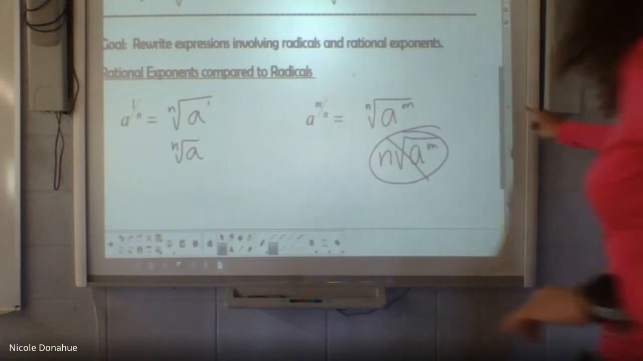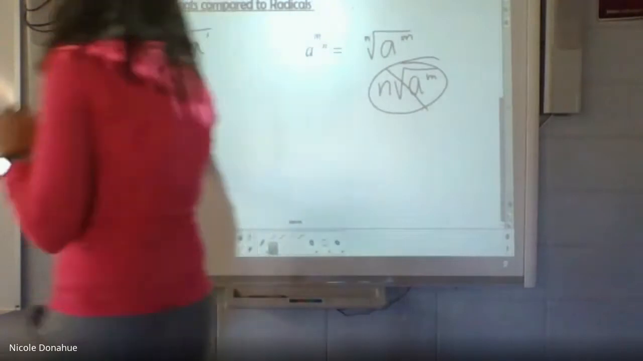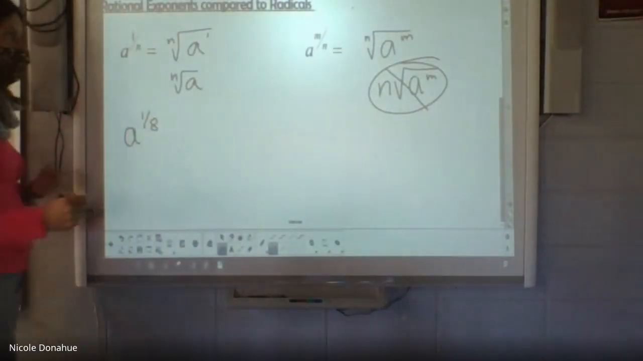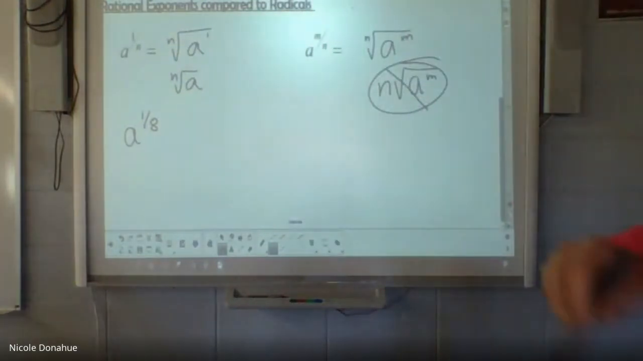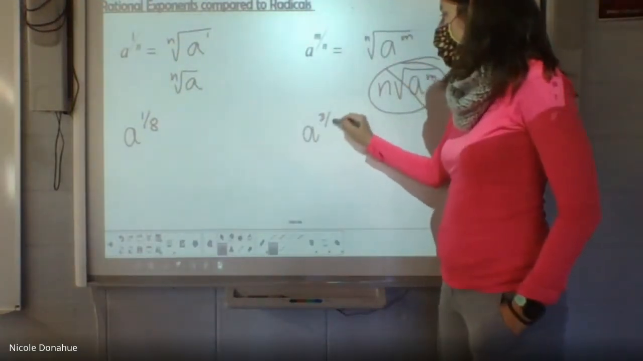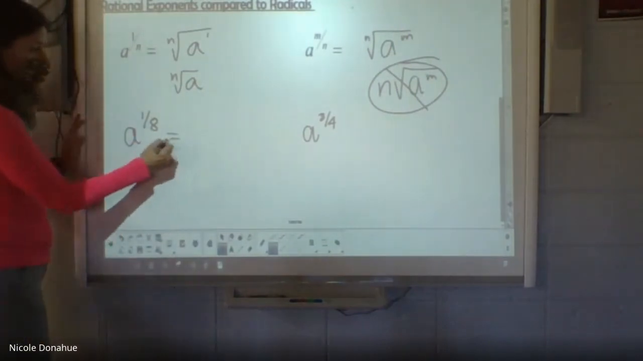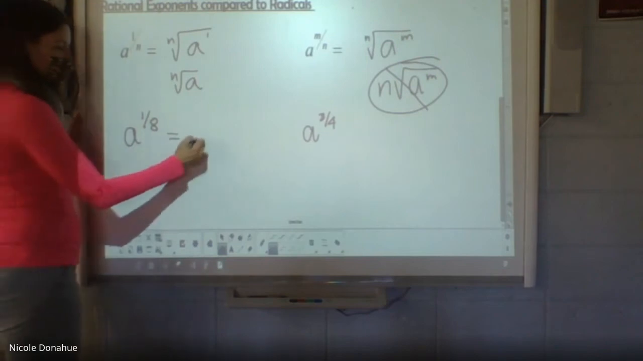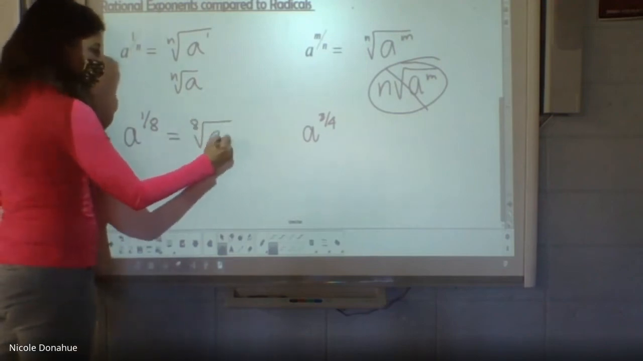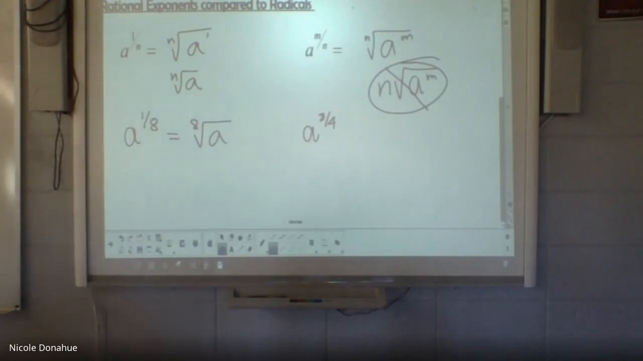So let me show you with actual numbers here. If I have a to the 1/8 power, or a to the 3/4, you want to break those two out. A to the 1/8 is really going to be what? It's hard to say, right? The 8th root of a is the way we would say that.